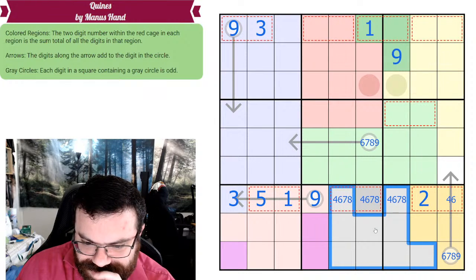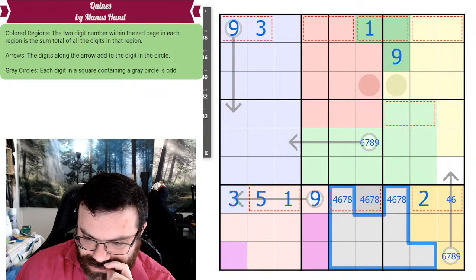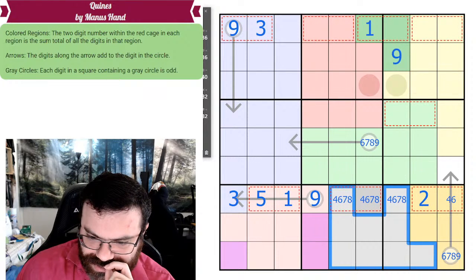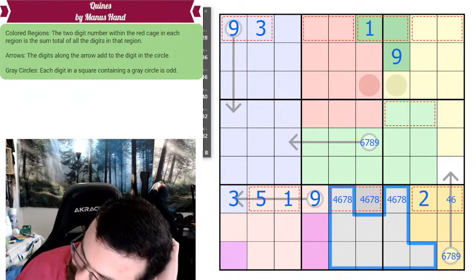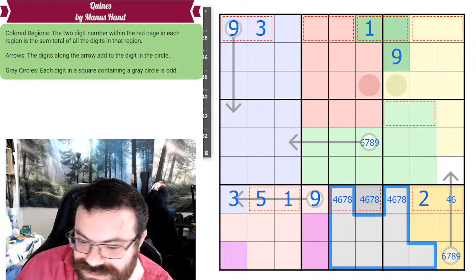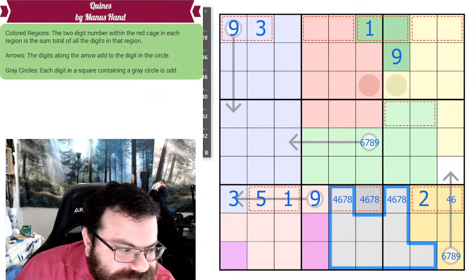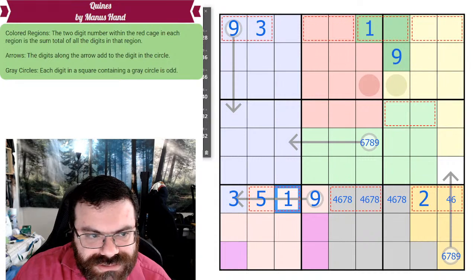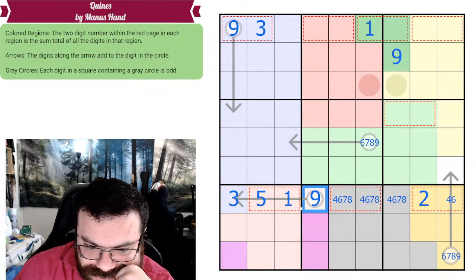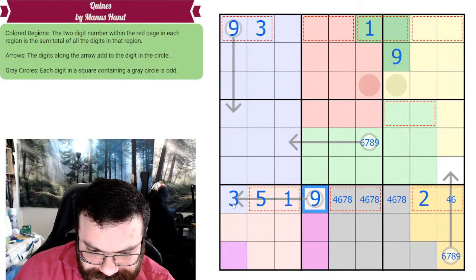1, 2, 3, 4, 5. That's 15. Plus 1, 3, 4, 5, maybe 28. That doesn't seem right. Yeah, maybe we can do some box logic instead. So how are we going to do that?